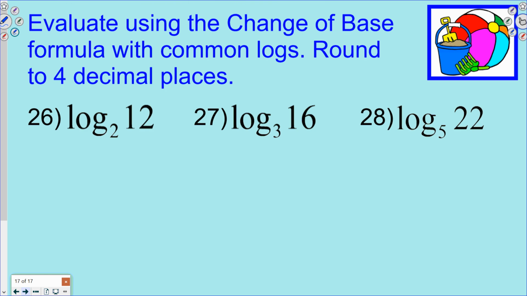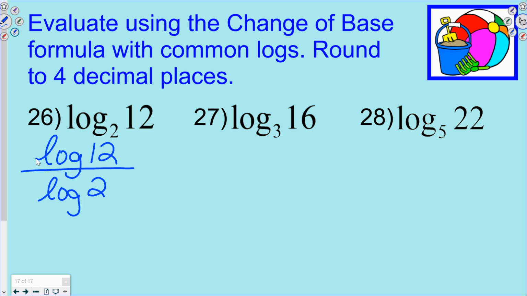All right, so evaluate using the change of base formula with common logs. Round to 4 decimal places. So in other words, I'm asking you 2 to what power is 12? And you're like, I don't know, it's not pretty. So you type it in. So log of 12, so again, how we're doing this, we're doing log of 12 divided by log of 2. So log of 12, close your parenthesis, divided by log of 2. It's 3.5, what did I say, 4 decimal, 3.5850. It's going to round.